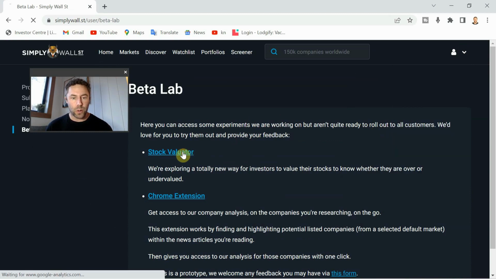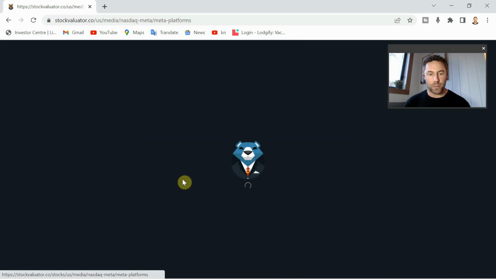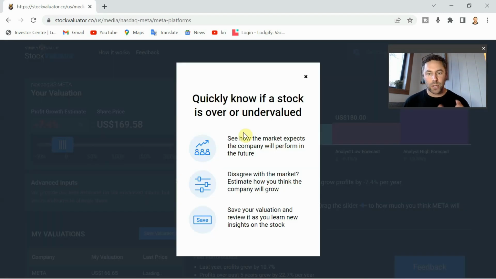So let's jump into the stock valuer here, and in here you can just type whatever company you may be looking at. Like I mentioned earlier, today we are going to be looking at Meta as an example. Like I mentioned earlier, by no means is this a buy recommendation, but it's a great one just to get a gauge on how to use the valuer.